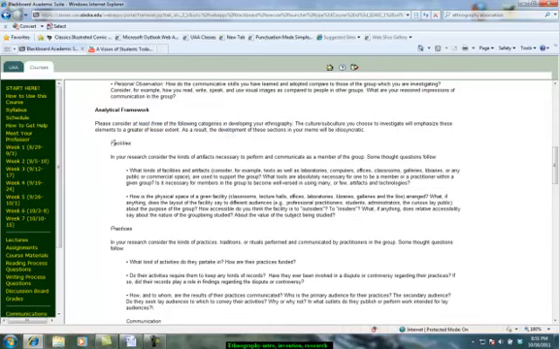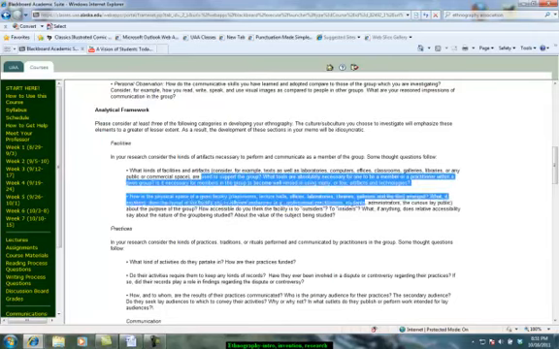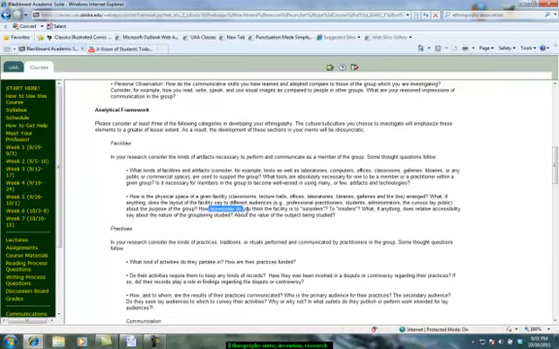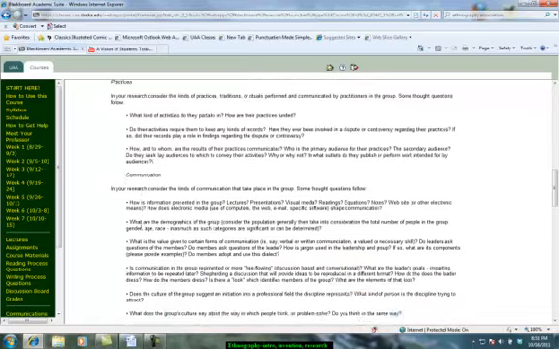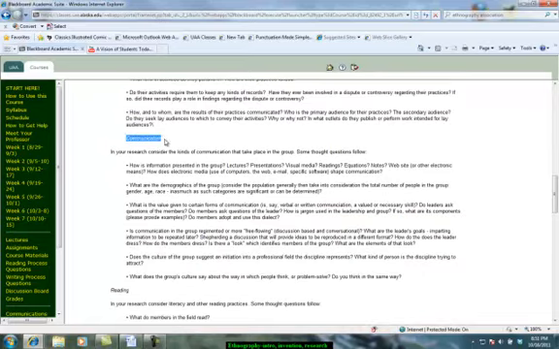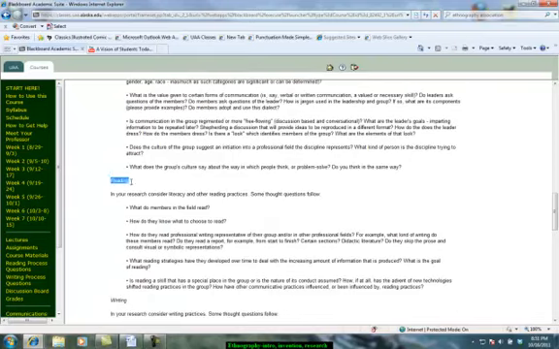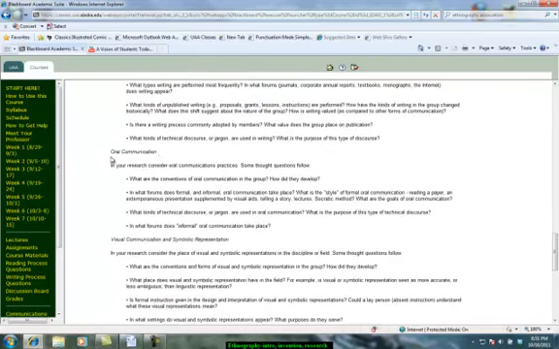There's one category about facilities. Where does this group meet, and what is the purpose of that space, and what does the space look like, how accessible is that space, things like that. Another category is their practices. What do they do? What kinds of traditions or rituals or activities does this group partake in? And some guiding questions there. The third category is communication. How do they communicate with each other? Generally, there are more specific questions about reading, writing, oral communication, and visual communication or symbolic representation.